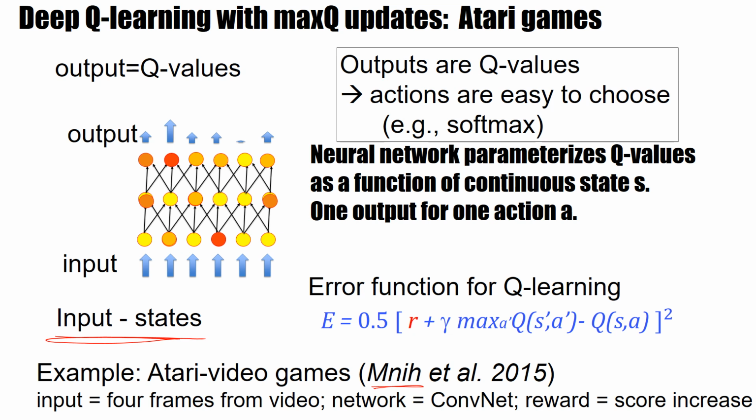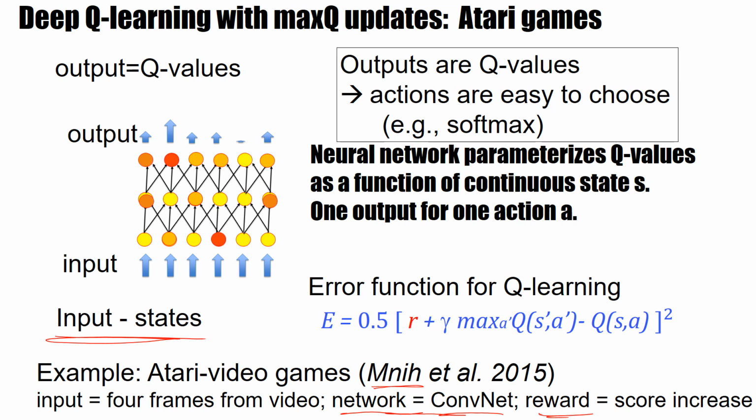The input were just 4 frames from the video. The network was a convolutional neural network. The reward was the increase of the score that's indicated on the screen when you play. And then this neural network was trained with one of these error functions.